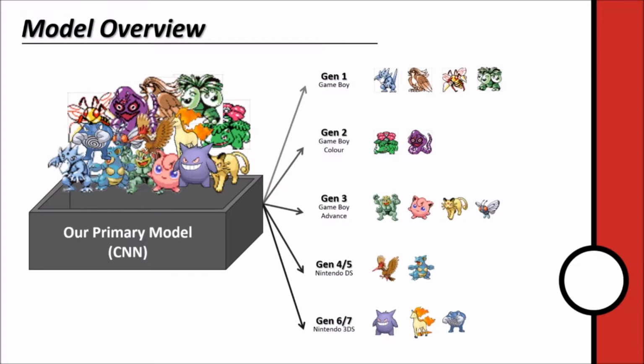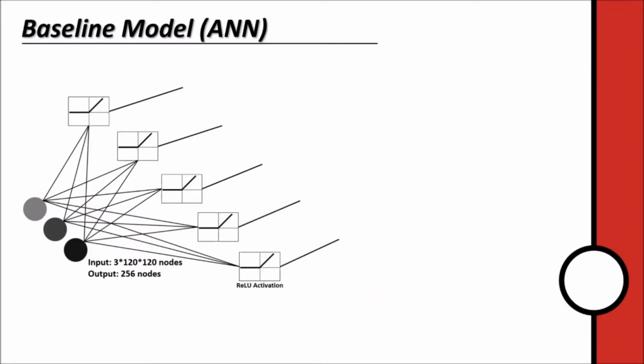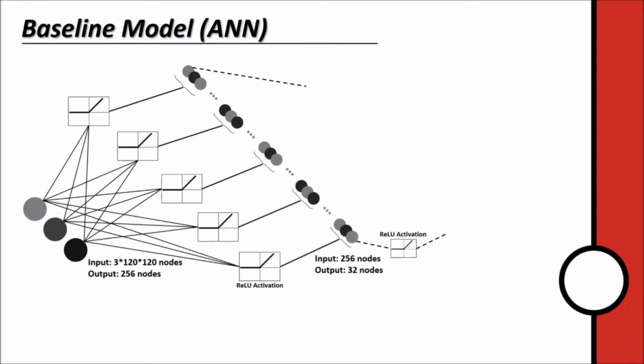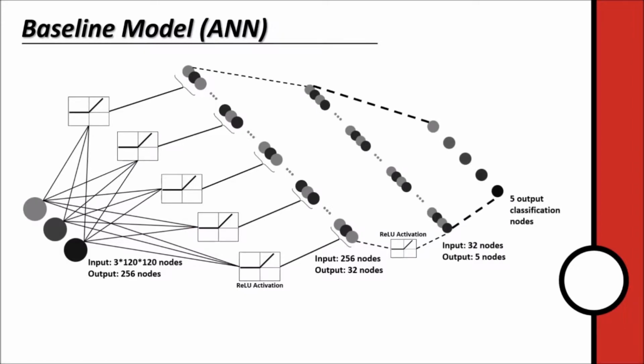Our network takes in Pokemon game sprites and classifies them based on the game console their respective game was released on. The baseline model is a 3-layer ANN with ReLU activation functions in between layers. The ANN reads an array representation of a 120 by 120 RGB image and passes it through hidden layers of decreasing nodes to classify the Pokemon sprite. The displayed hyperparameters are not optimized as this is a baseline model.